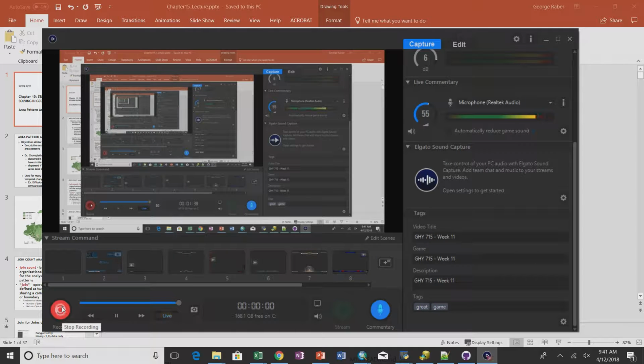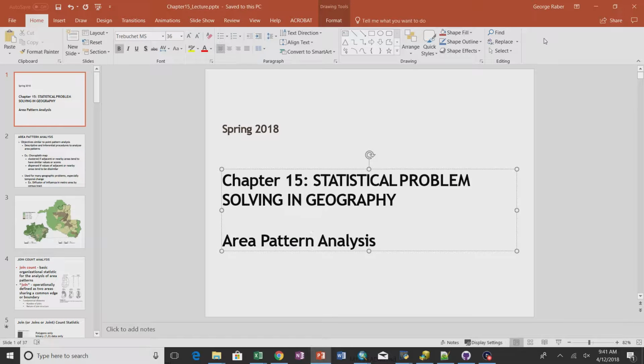We'll get started here. Today is the second lecture on spatial statistics, spatial inferential statistics, and it's on area pattern analysis. And then the last subject that we really need to talk about is correlation. We'll do that next week.